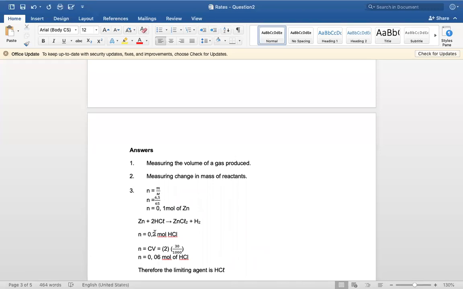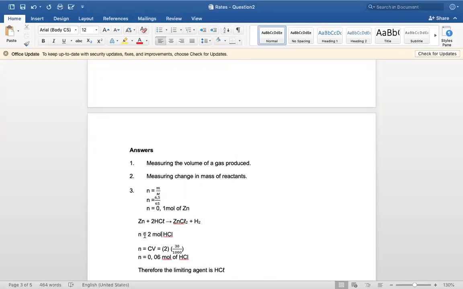Just check it properly. No, not 0.2 moles. The number of moles of HCl will be 0.06, right? So the mole ratio is 1:2. So if you've got 0.1 mole of zinc, that means 0.2 moles of HCl will react. You don't have to do this long story also. So then which one is the limiting reagent? Which one is finished first? Let's just figure this out.